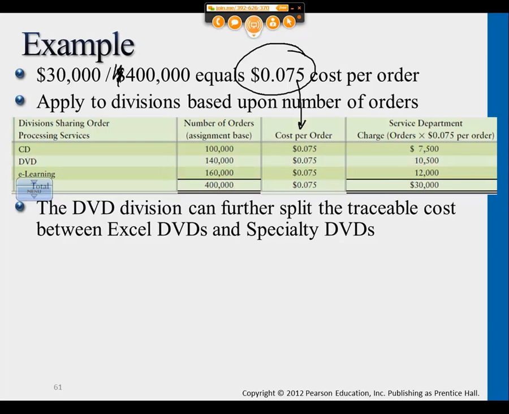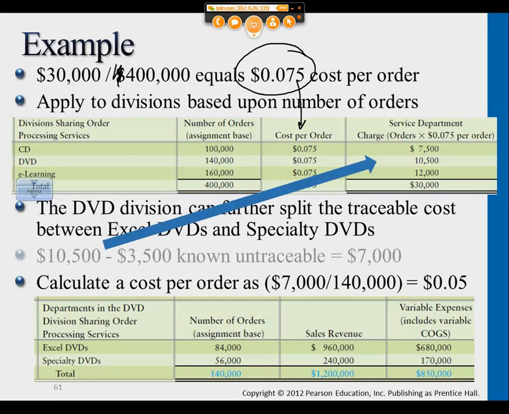So now we know all the charges. The DVD division can be further split. This is just an example. We just know that the DVD division is producing two types of DVDs, Excel and Specialty. So that allows us to see just a little bit further. There's no other meaning, it's just an example, just because we have a chance to split it further.